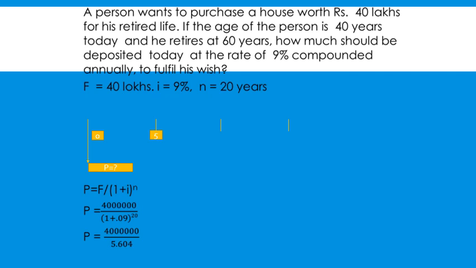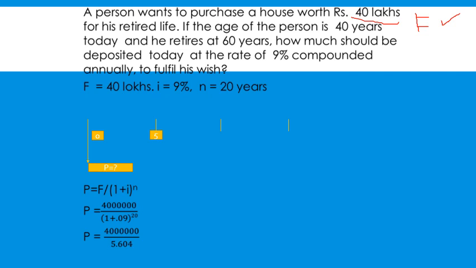What does he want? He wants to purchase a house worth rupees 40 lakhs at the age of 60. That means 20 years from now. So what is this 40 lakhs? 40 lakhs is nothing but the future amount that is occurring after 20 years. F is known to me.